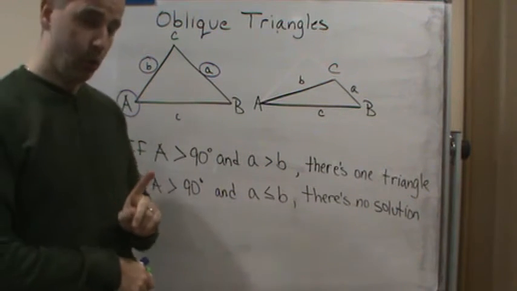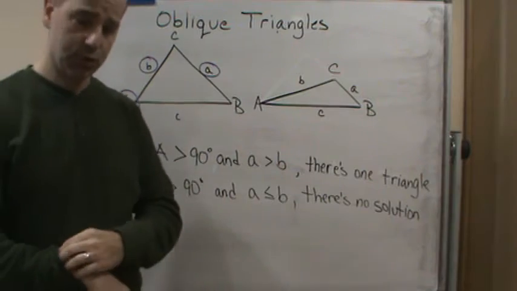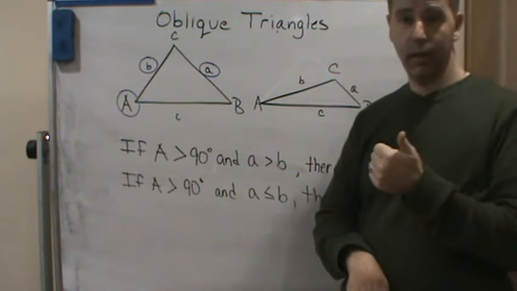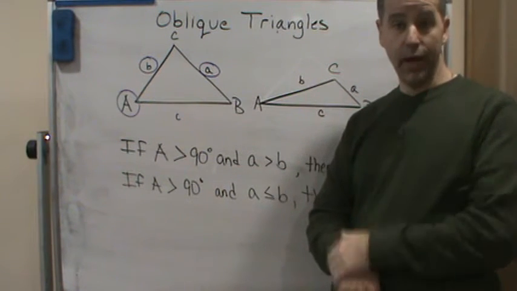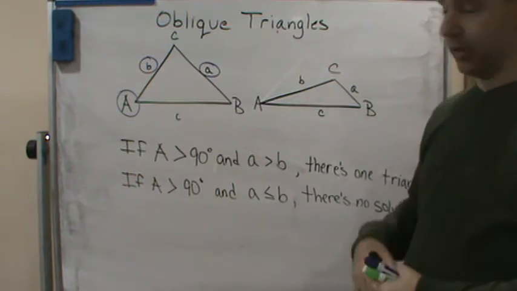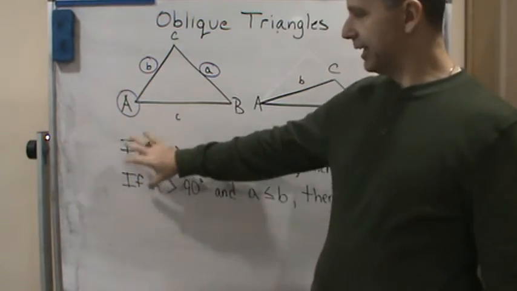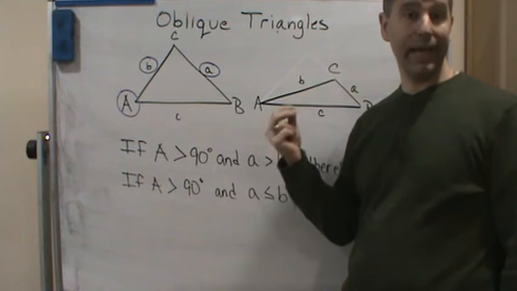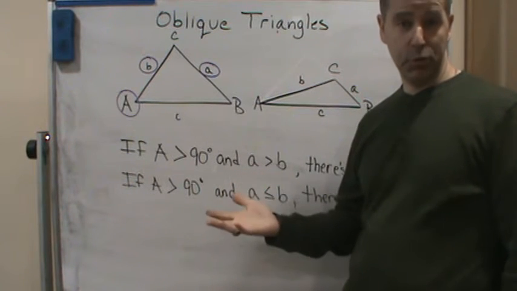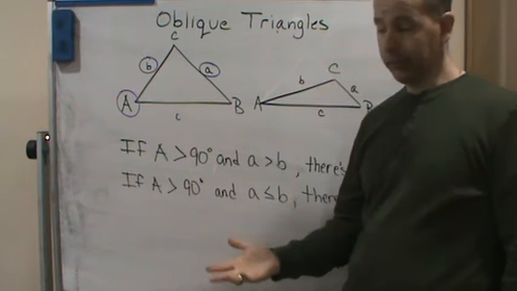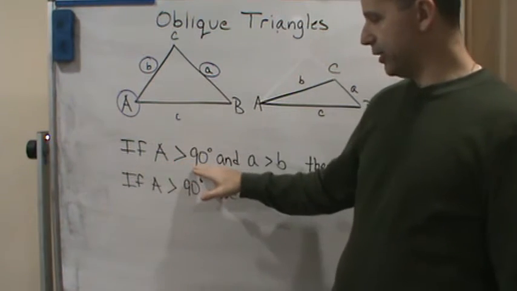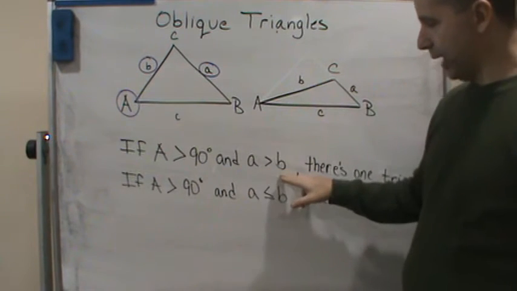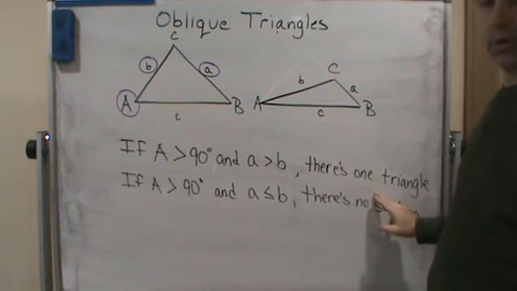Now, if the given angle is obtuse, then we know that there's only two possible outcomes. Either there's one triangle or there's none. Okay, so here are the two things to remember. So again, if the given angle is an obtuse angle, in other words, because every triangle can have only at most one obtuse interior angle, so if A is greater than 90 degrees, in other words, if the given angle is obtuse, and A is greater than B, there's only one triangle.